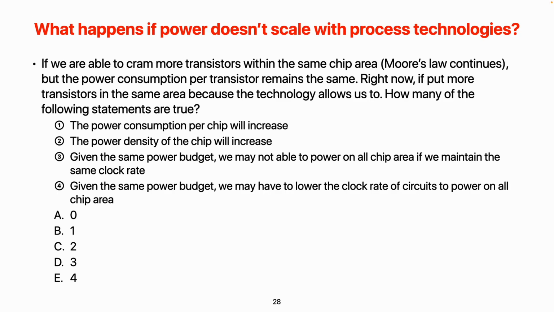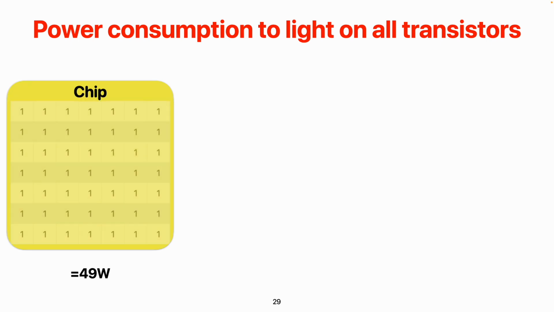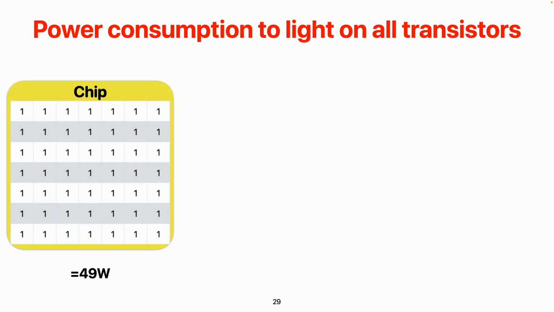First of all, how about the first statement? The power consumption per chip will increase. True or false? How about the second? The power density of the chip will increase. Right? So take a look at this. Say that before we scale to the next process node, I have a 49 transistor chip, and each transistor has 1 watt of power. Then that means I would have 49 watts of power in total, right?